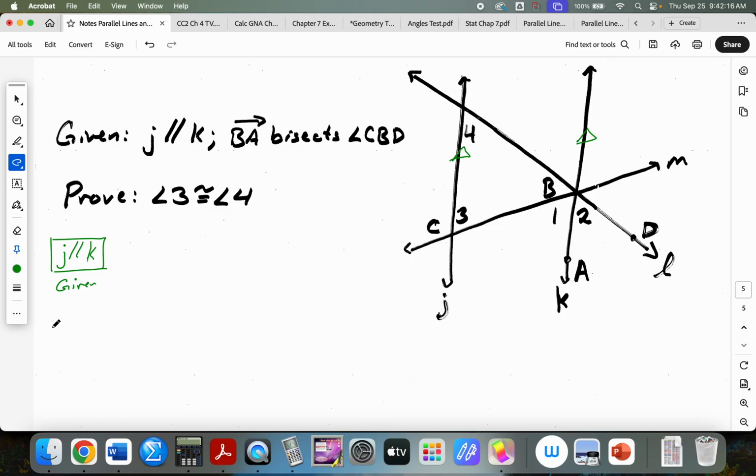And then I also know at the same time, so I start all the way over on the left because it's beginning knowledge, that ray BA bisects angle CBD. And that's given information.